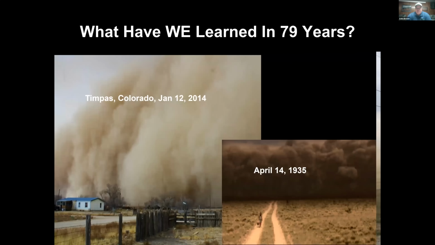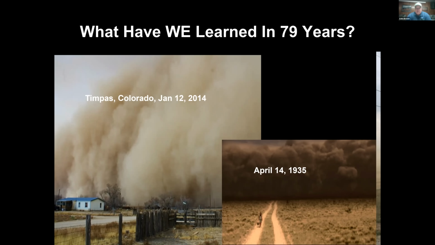Here we are, these two photos. There's a lot to be learned from these two photos here. We have the Dust Bowl, the lower right, April 14th, 1935. That photo was taken in Colorado. On the left-hand side, Colorado, January 12th, 2014. Why have we allowed this to happen as a society? Why have we as farmers and ranchers allowed this to happen?